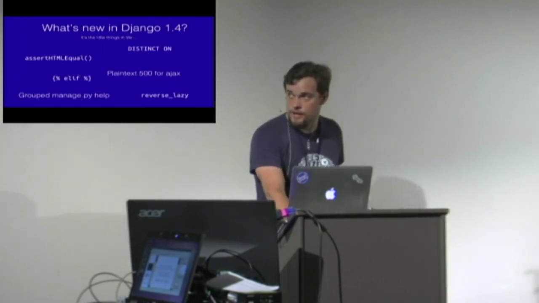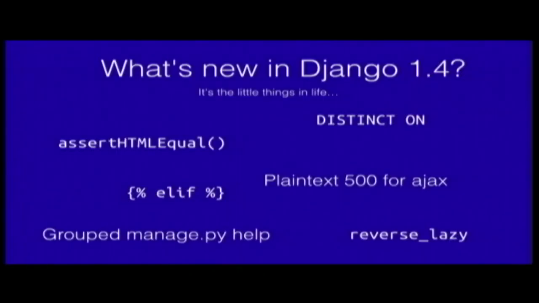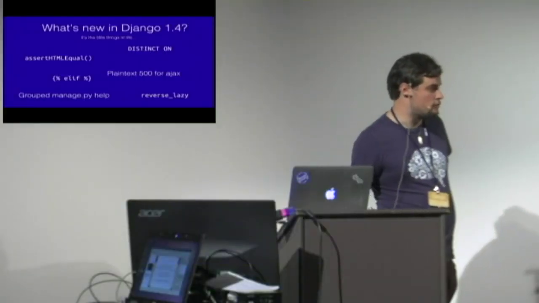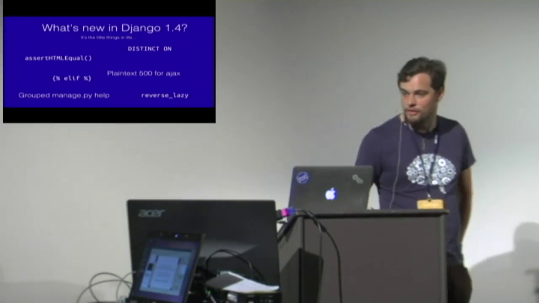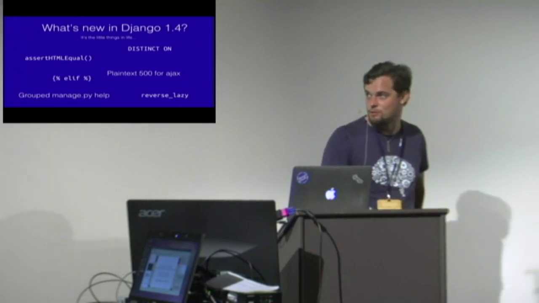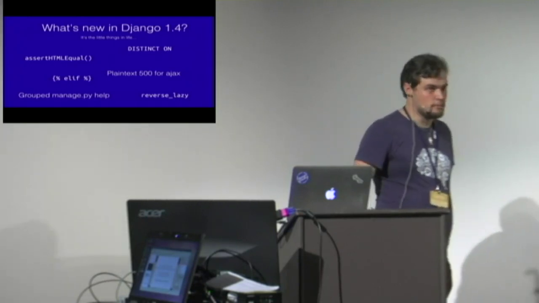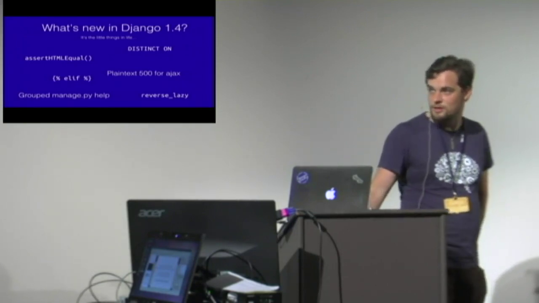Again, I could have written 4 slides with this title, the little things that came out in 1.4. assertHTMLEqual, the elif tag, how did we write templates without that? The reverse lazy. When you get a 500 from an AJAX request, it returns it in plain text rather than HTML. That's probably less important these days than it was when 1.4 came out, because dev tools in browsers are better, but still pretty useful. We added the distinct on, which obviously only works in Postgres, because it's the only one that really understands distinct on, but it's still pretty useful.